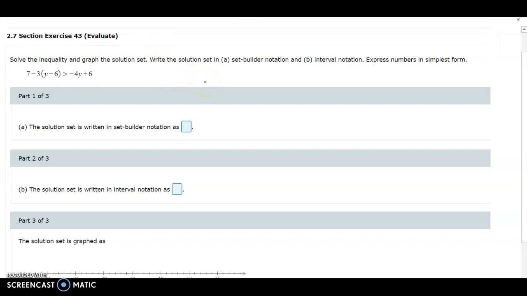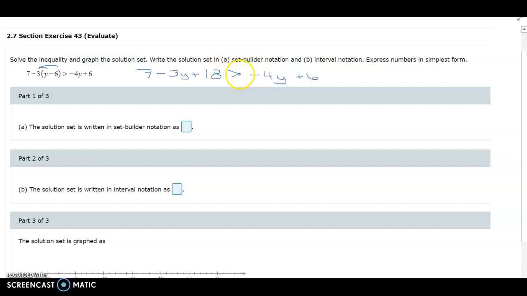Okay, for this inequality, the first thing we need to do is distribute. So this -3 is being multiplied by y minus 6, so we're going to distribute that first. That's going to give us 7 minus 3y, and then a -3 times a -6 is a positive 18. The inequality symbol stays the same, and then on this side it's negative 4y plus 6.